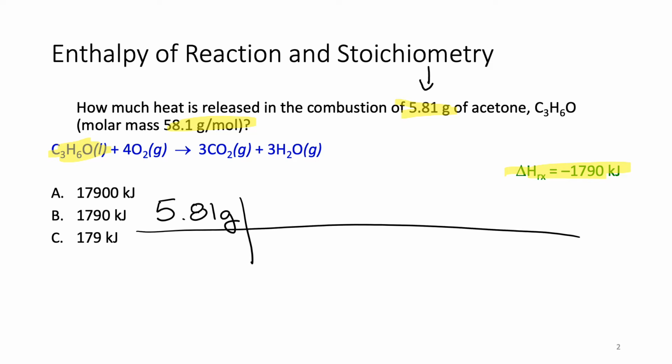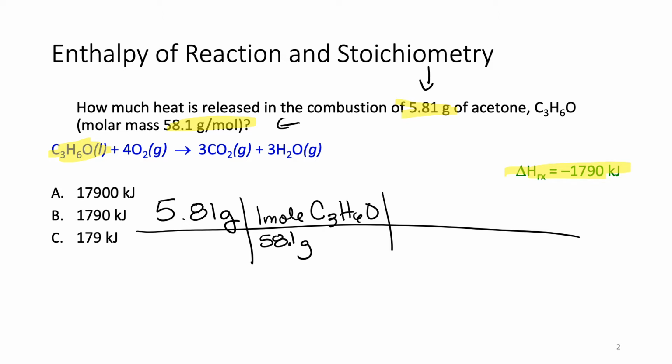What is going to be your first step every single time you do stoichiometry? Convert to what? Convert to moles. You always convert to moles first. So you go to the periodic table, or you read the problem, and it tells you that in 1 mole of C3H6O, you have 58.1 grams. 58.1 grams per mole.